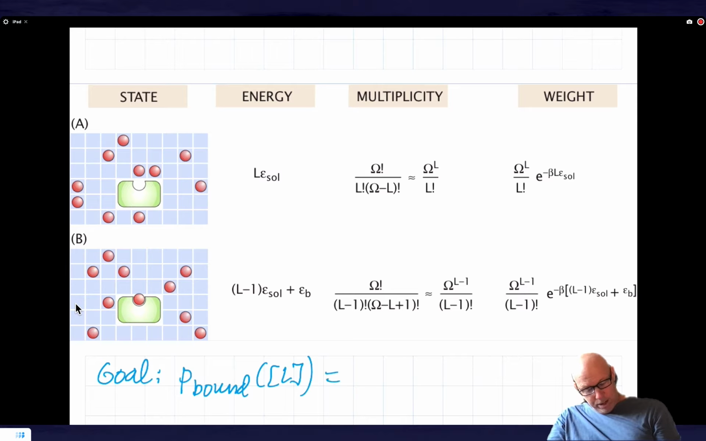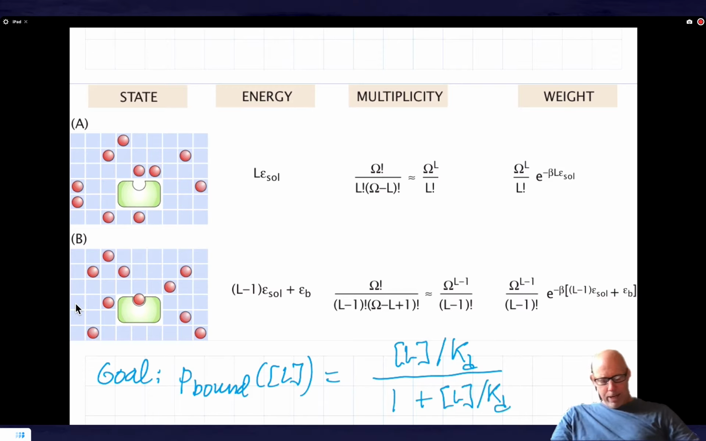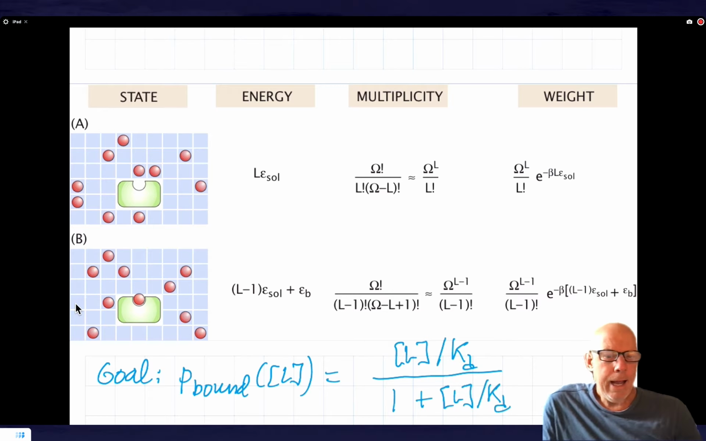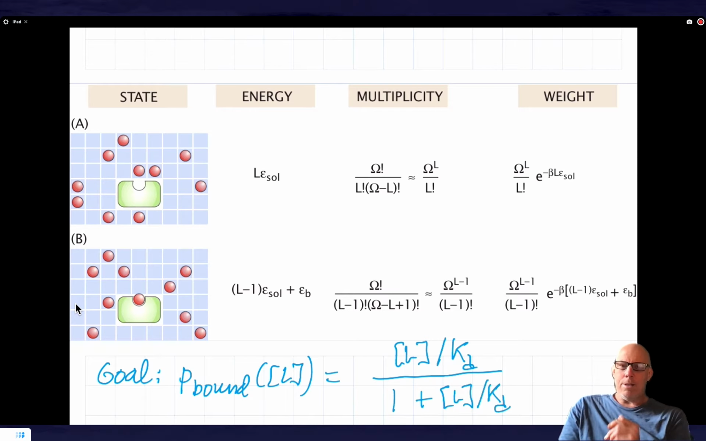And I want to know what that function is, and in fact, I already do know. I'm going to write it down. It's the so-called Langmuir binding isotherm. So that's the answer. And I'm not going to necessarily go through the details of the statistical mechanics here because I've already recorded a vignette about that which people can watch.